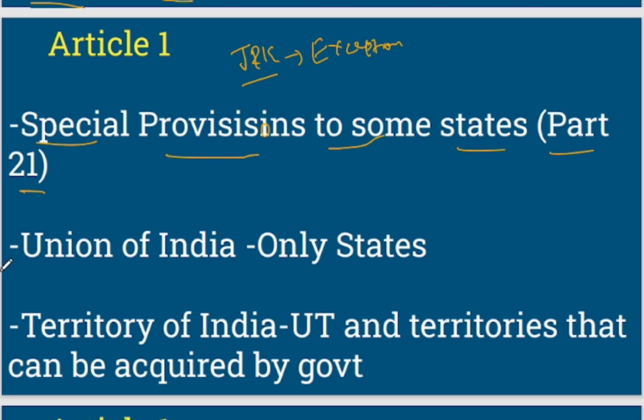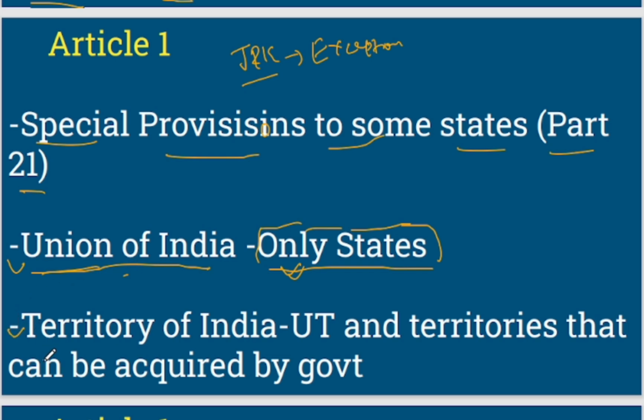Then here it says that in Article 1, the Union of India includes only states. Very important, right? Questions are twisted on this type of statement. In exams, the statement will be twisted by mentioning that the Union of India includes states as well as union territories, but that is not the case. Here it's clearly saying that the Union of India includes only states, no union territories.